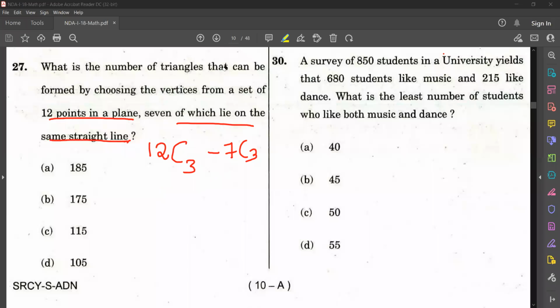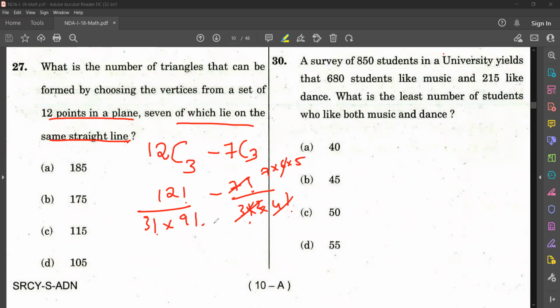Solve it. 12C3 is 12 factorial by 3 factorial into 9 factorial, minus 7 factorial by 3 factorial into 4 factorial. If I cancel 7 into 6 into 5, and 3 into 2 here, then 12 into 11 into 10 by 3 into 2 gives 220, minus 35, 7 into 5. So the answer is 185. Option A.